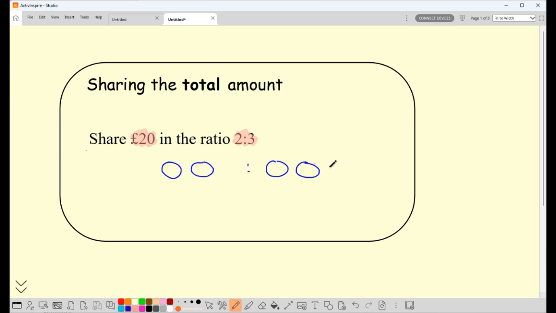So my big advice is draw out the ratio. If you're struggling with ratio, draw it out. Visualise it. So you've got 2 parts to 3 parts, and £20 needs to fit equally into those 5 boxes. So 20 divided by 5 is 4, and we have 2 parts of 4 on the left and 3 sets of 4 on the right hand side.